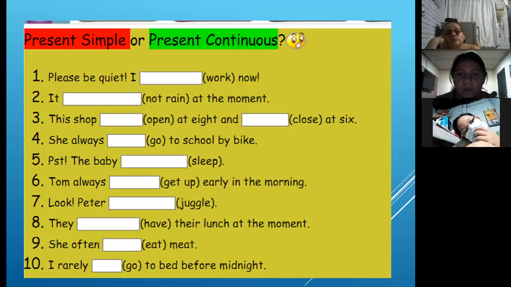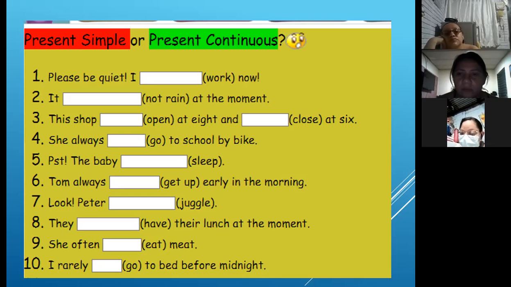This shop, open at 8 and close. So is it present simple or present continuous? Present simple, right? This shop opens at 8. Es algo que pasa cotidianamente. Entonces, opens is present simple. Excellent. Number four, she always.